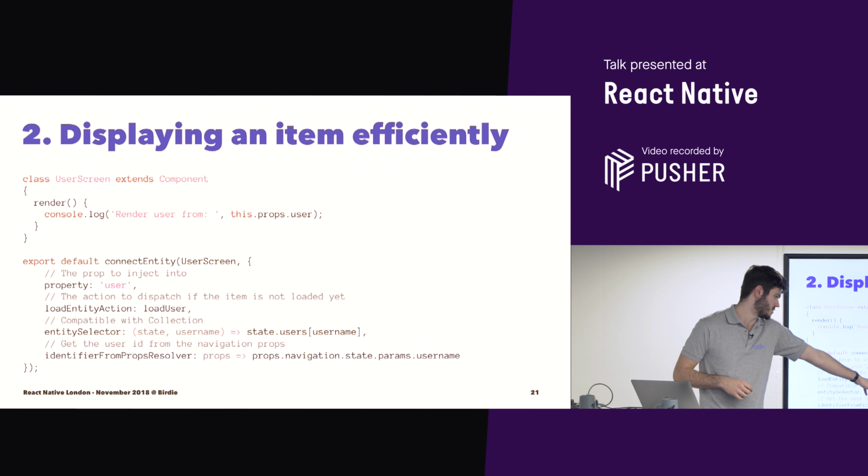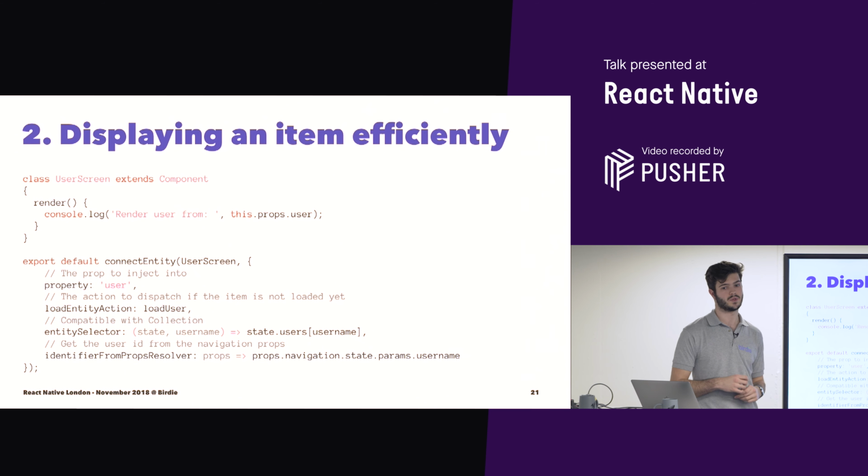So here it gets the username as a parameter, and it will directly inject it into the selector so that you don't need to do any kind of boilerplate with the props. It's all done automatically for you. And that's it. Once this is done, you can just get started with your component. You know that your user will be fetched from the API or from the list directly, and you don't have anything to worry about. OK.